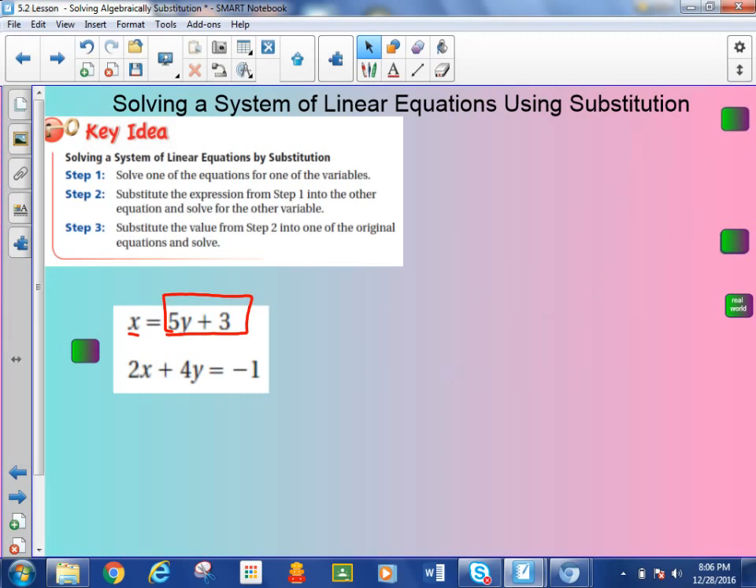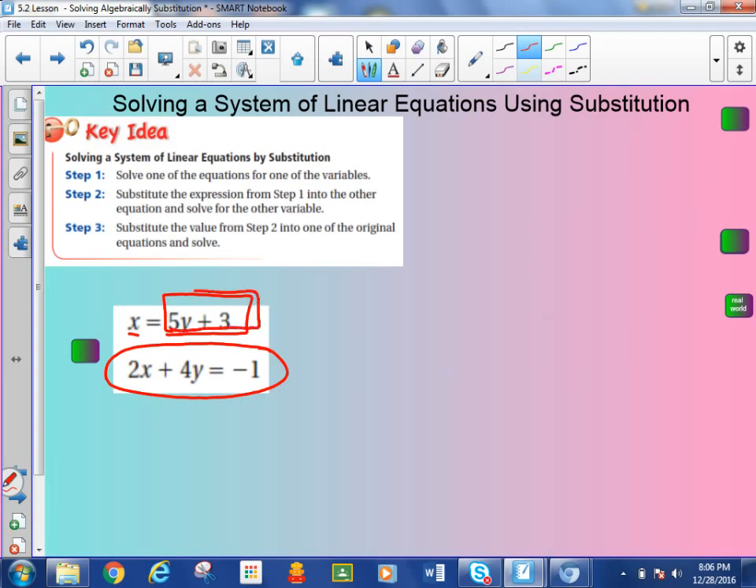Okay, so since I know that x equals 5y plus 3, we're going to take this equation and rewrite it. But wherever I have x, I'm going to put this 5y plus 3. All right, so let's go ahead and rewrite that bottom equation. 2, and then x was worth 5y plus 3.